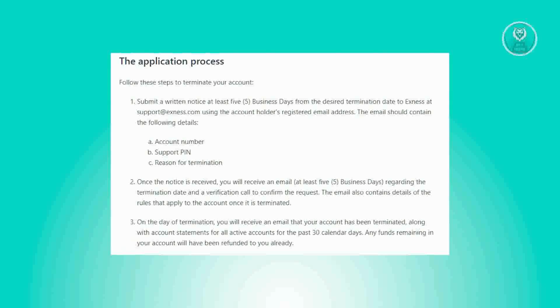So to initiate the process of deleting your Exness account, what you need to do first is submit a written notice at least 5 business days before the desired termination date of the Exness account. Now, you could contact or send this notice via their email at support@exness.com. Now, using the account holder's registered email address, the email should include the following details. So that includes the account number, support PIN, and the reason for termination.